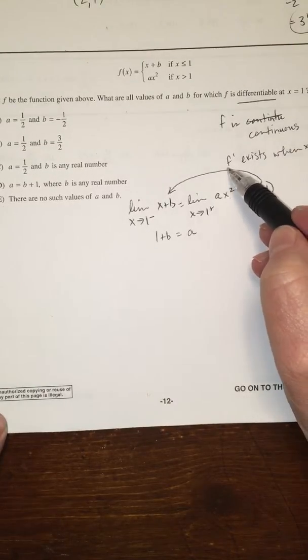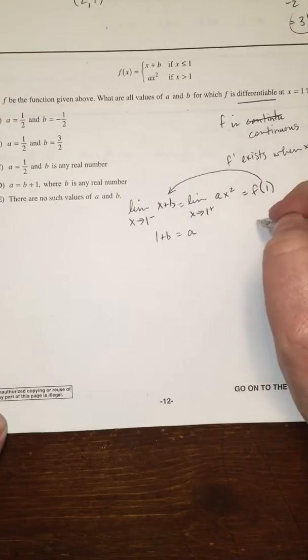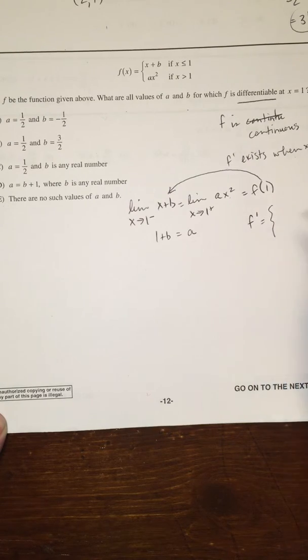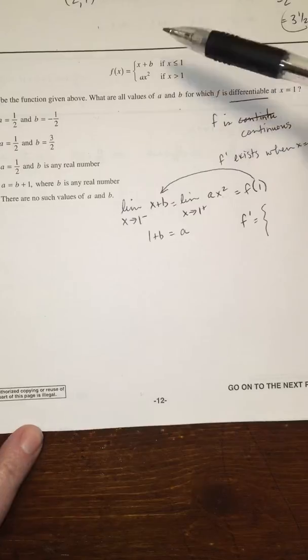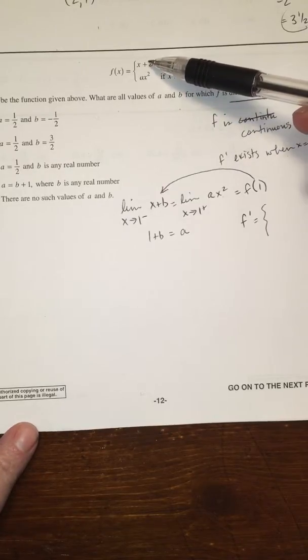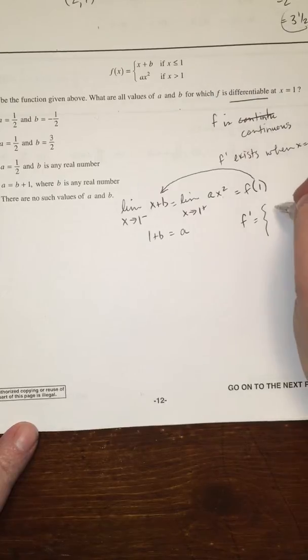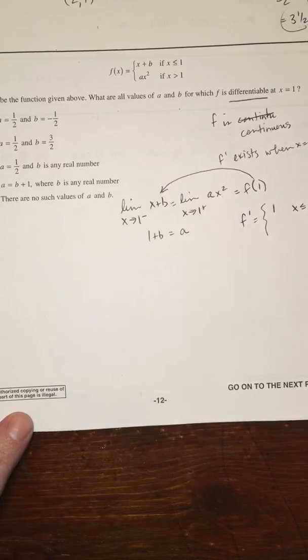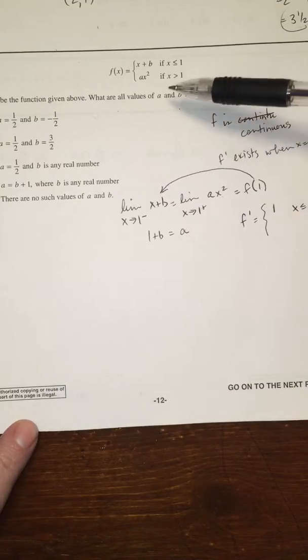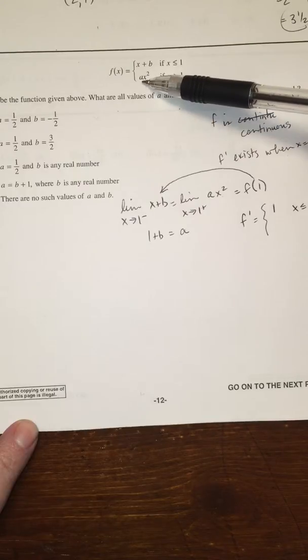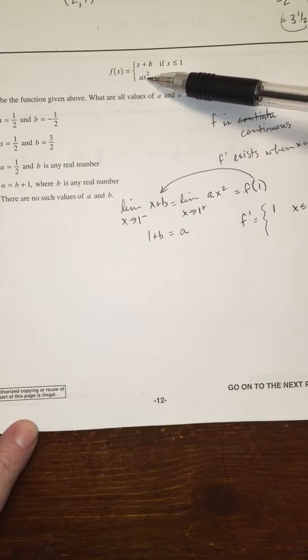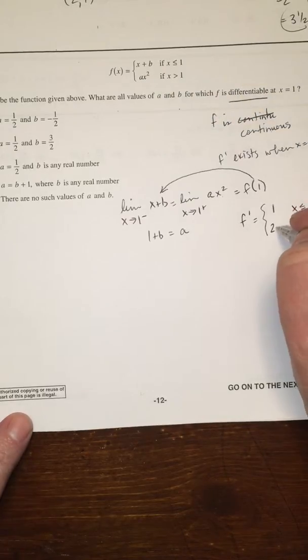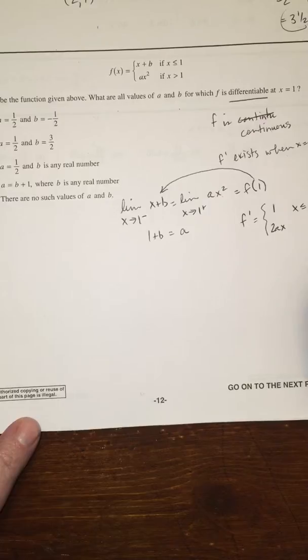Now let's look at f prime existing when x is equal to 1. First thing we need to do is take a picture of f prime, and it's going to be piecewise as well. If I'm on the top piece and I take the derivative with respect to x, I get a 1 where the x is, and b is a constant, so its derivative is 0. So f prime is equal to 1 when x is less than or equal to 1. Then on the next piece, remember a is a constant, so I just take the derivative of x squared, bring the 2 down in front, and I get 2a times x to the first power, and that's the derivative when x is greater than 1.